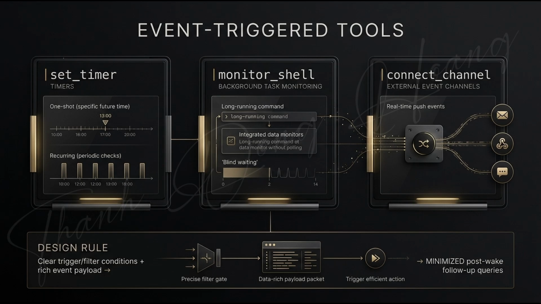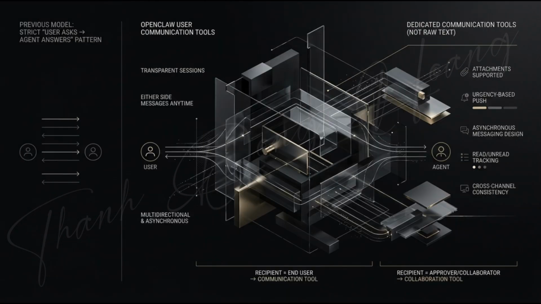External event channels push things like new emails or webhook calls straight to the agent in real time. In every case, the trigger conditions need to be precise, and the event payload needs enough context that the agent doesn't have to immediately go digging for more information after waking up.